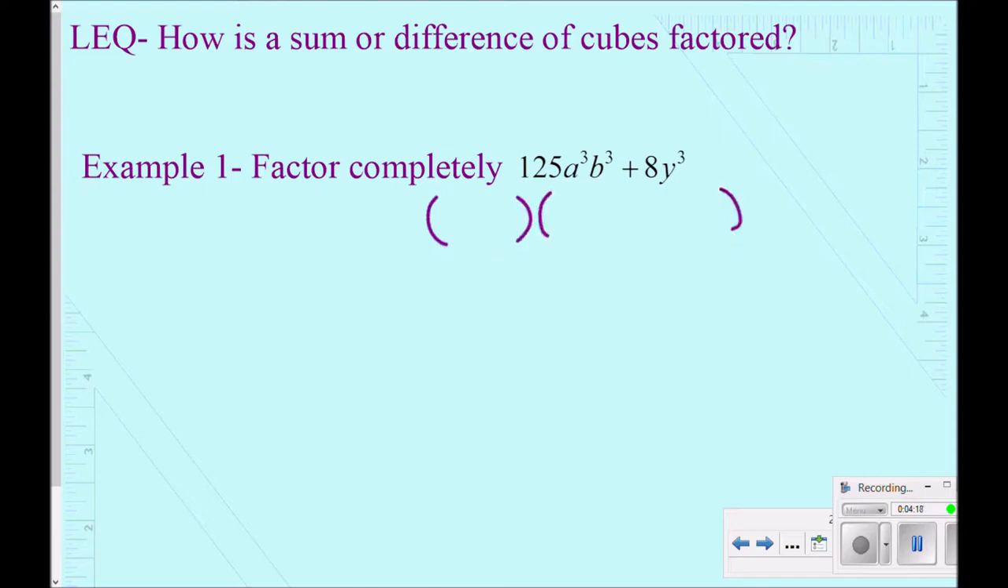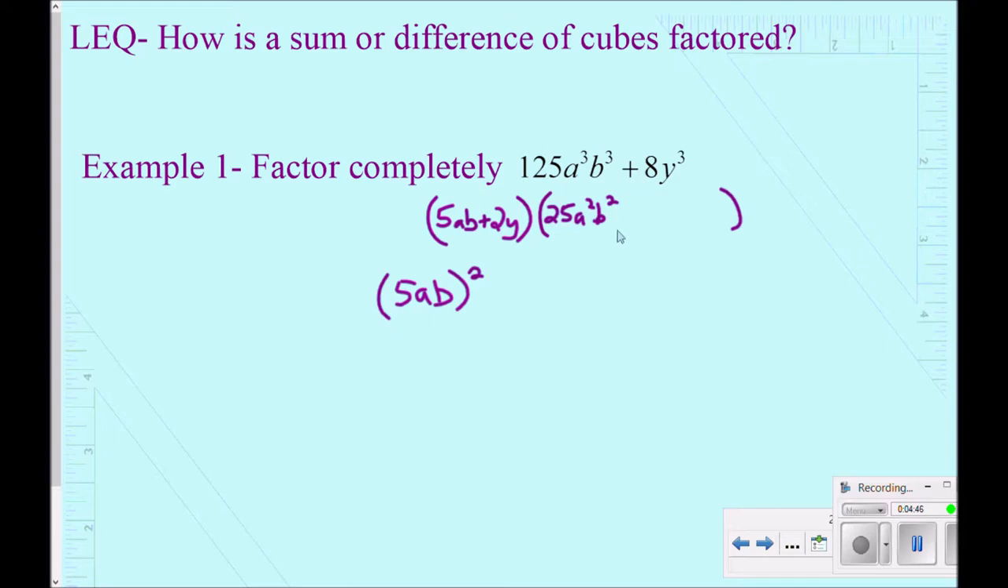So I'm going to make the binomial and the trinomial. Cube root of 125 is 5. Cube root of a cubed is a. Cube root of b cubed is b. So cube root of 125a cubed b cubed is 5ab. Plus sign, cube root of 8y cubed is 2y. So I square 5ab, which gives me 25a squared b squared.